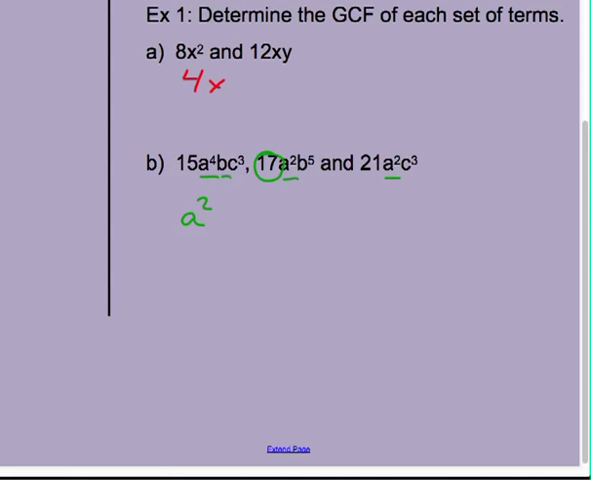Then let's look at b. We have b, b to the 5th, and there's no b in the last term. So similar to our part A where y is not a common factor, b is not a common factor. c cubed, no c in the second term, and c cubed in the last term. So c is not a common factor. So our GCF on this one is a squared.